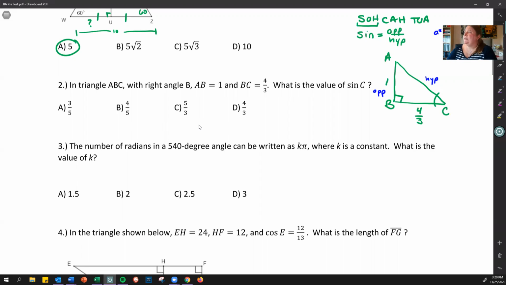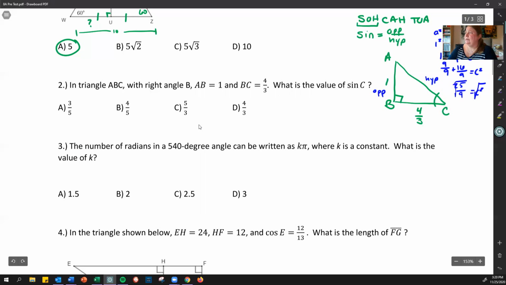So that would be 1 squared plus 4/3 squared equals what I'm looking for, squared. 1 plus 16/9 equals c squared. Well, in order to solve this, let's change 1 into 9/9. Plus 16/9 equals c squared. So 9 plus 16 is 25/9 is c squared.